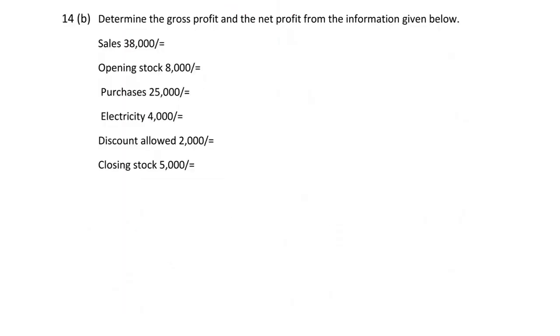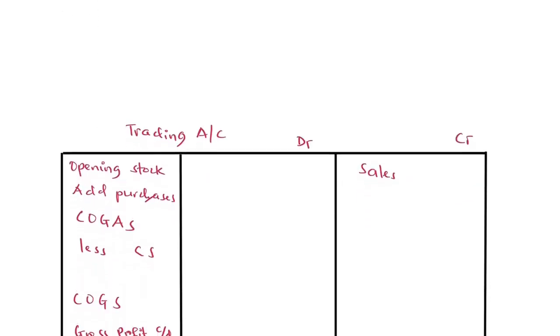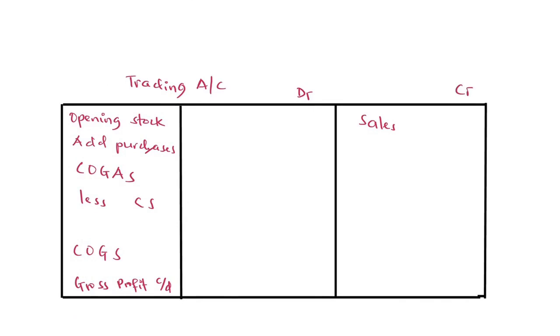Part B of the question, determine the gross profit and the net profit from the information given below. Okay, so we have been given several information there. We have to remember that the gross profit is obtained from the trading account and the net profit is obtained from the profit and loss account. Okay, so for the given data above, let us prepare a simple trading account which is going to have like 3 columns. The first one for the details and the next one is for the debit side and the last column is for the credit side.